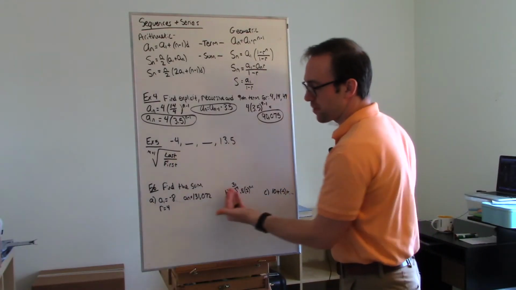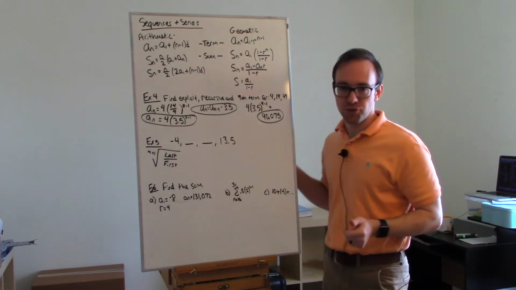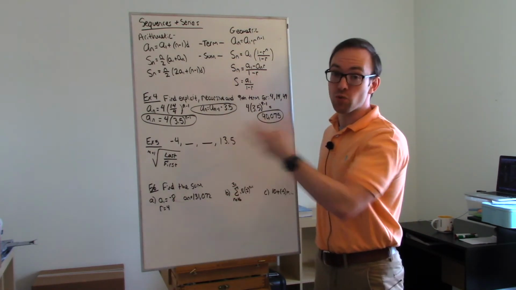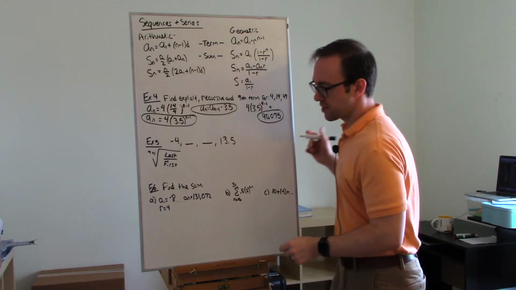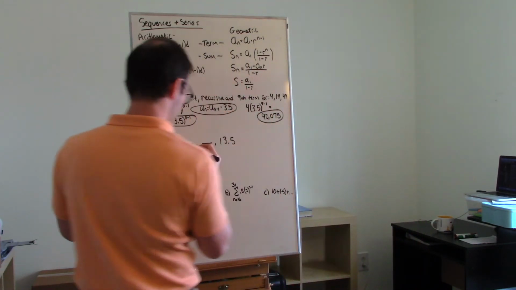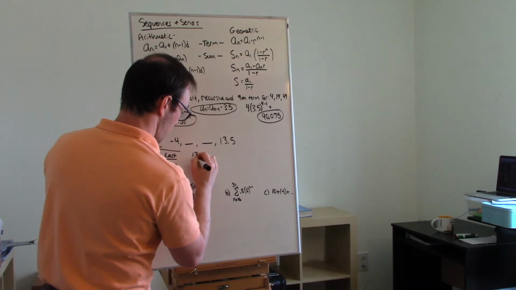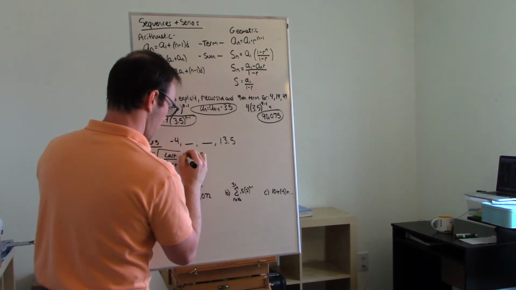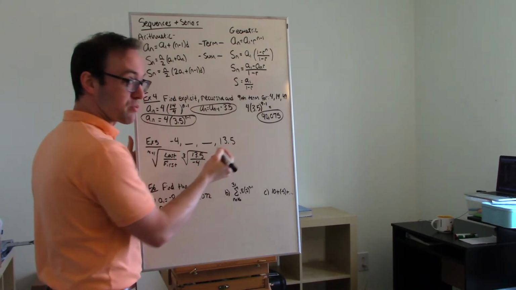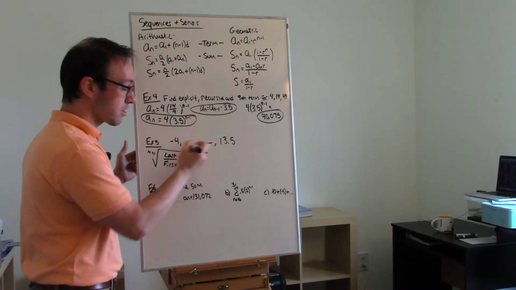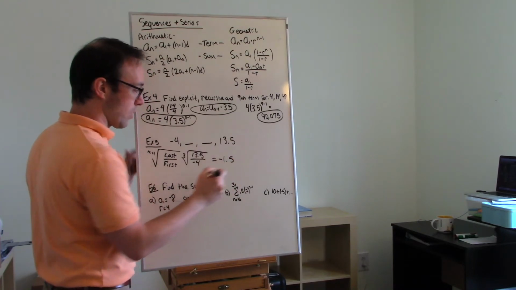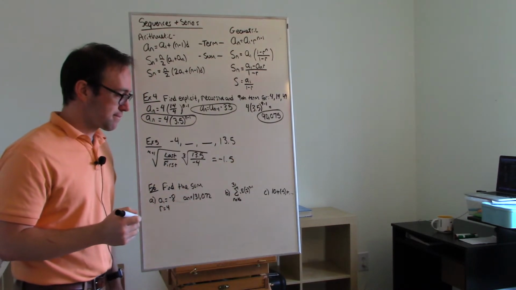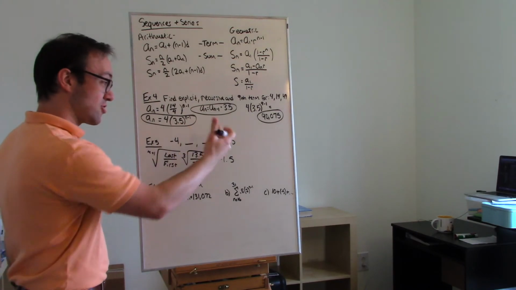The way that I like to solve geometric mean problems is I take the last number divided by the first number, and then I take it to the root of the number of means plus 1. So 13.5 divided by -4 to the third root, which would give us -1.5. So that's the number that we're multiplying by each time in this sequence.